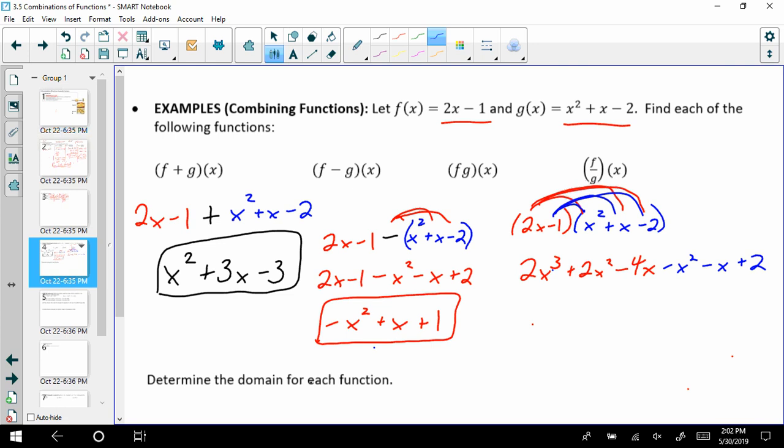And now I want to combine like terms. So it looks like I have only 2x cubed. 2x squared minus 1x squared would be x squared. Negative 4x minus x would be negative 5x. And then plus 2.